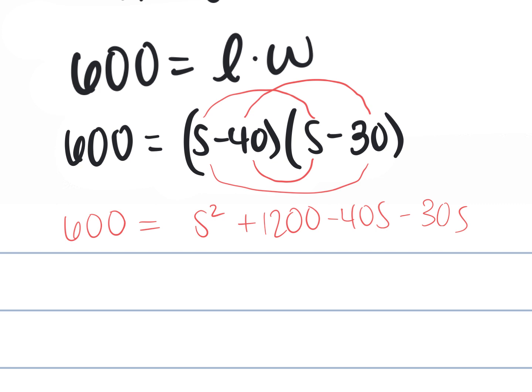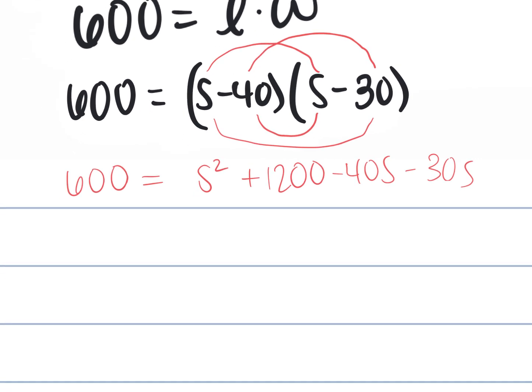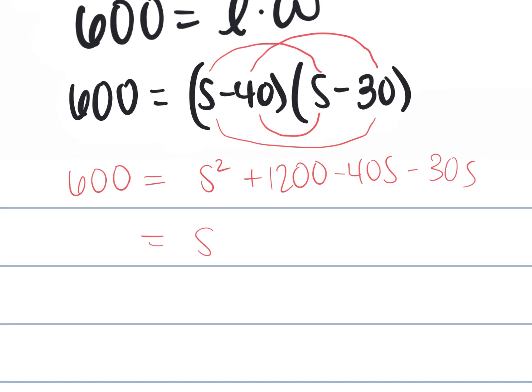What form does it need to be in? Standard. So make it into standard form. What would this be in standard form? S squared minus 70S plus 1,200. Wait, is that wrong? No, it's not wrong. Negative 40 and negative 30, that's two negatives. You can't do it.